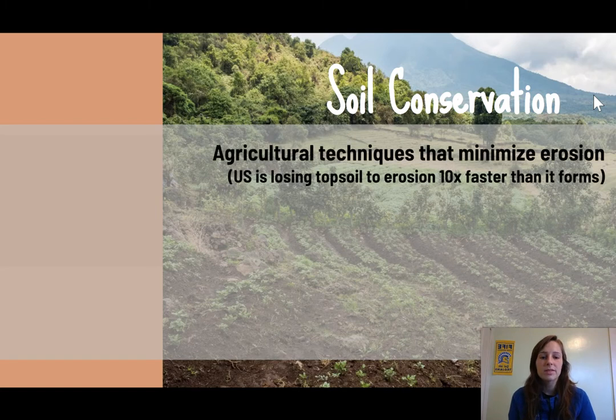So when we're talking about soil conservation, these are going to be the agricultural techniques that minimize erosion. Remember that topsoil is going to be really beneficial. It has a lot of nutrients in there and some of the biologic, like bacteria that break down things. So we want to preserve topsoil. But because of our current practices, the United States is losing topsoil to erosion 10 times faster than it can form. So this goal of soil conservation is so that we can minimize erosion so that we're not losing that topsoil at such a rapid rate.